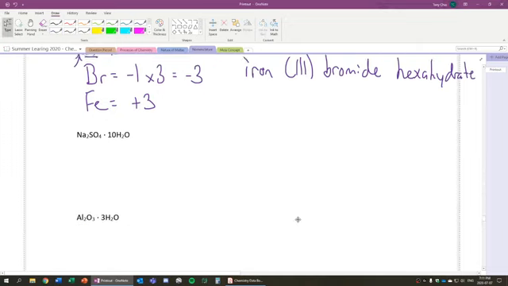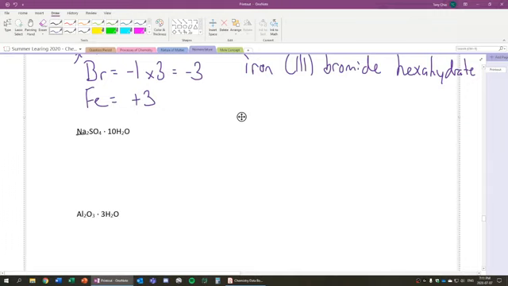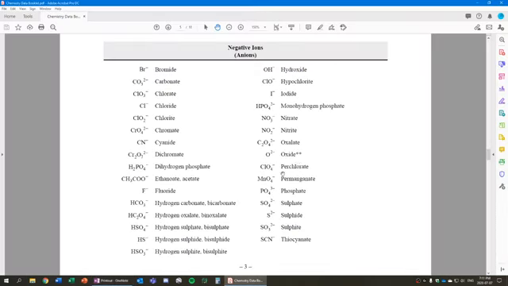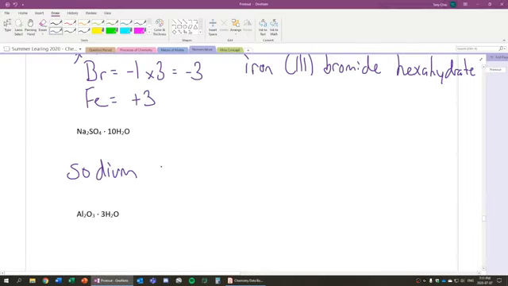Let's look at the next one. This one is sodium, not a multivalent, so we don't need Roman numerals. It's sodium. SO4 is right here. It's sulfate. Now I'll spell it with the F, sulfate with an F, because the pH way and the F way are exactly the same. It's just that one's British, one's American. So sodium sulfate, 10 is decahydrate.